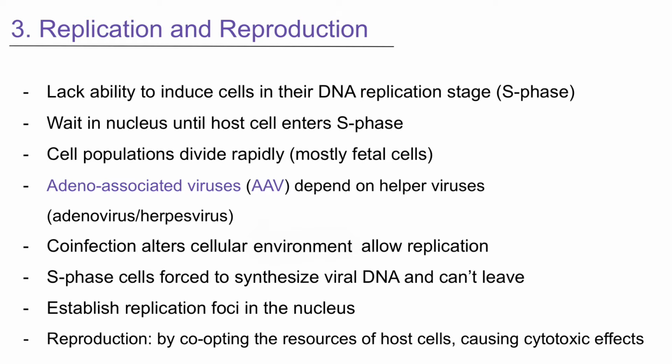Infected cells that enter the S phase are forced to synthesize viral DNA, and they cannot leave the S phase. Parvoviruses establish replication foci in the nucleus, and they grow progressively larger as the infection progresses. Parvovirus reproduces by co-opting. Co-opting is using host cell proteins to complete their cycle. This causes cytotoxic effects.